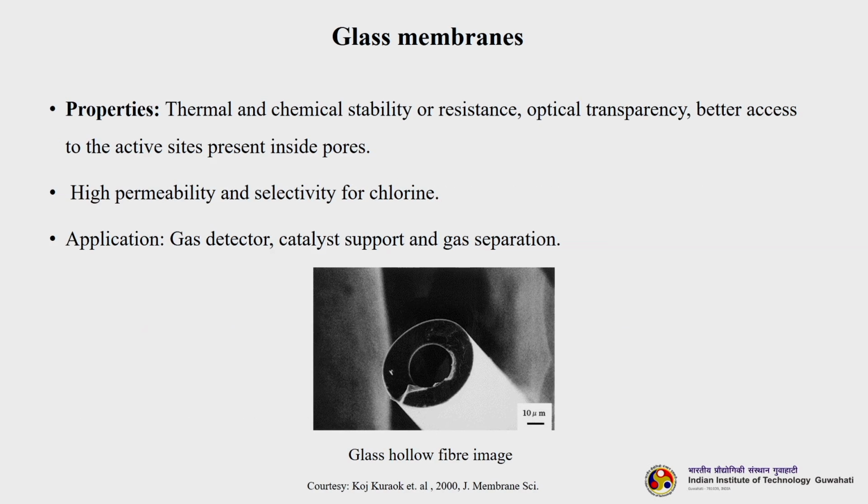The properties are higher thermal and chemical stability or resistance. Then optical transparency is there, which is another important thing when you go for applications in which you need to visually see what is happening inside. Then better access to the active sites present inside the pores, and high permeability and selectivity for chlorine. So, they can withstand higher chlorine concentration if it is present in the stream. Then applications are in gas detectors, catalyst support and gas separation. You can see one typical hollow fiber glass membrane, this is a 10 micron image.